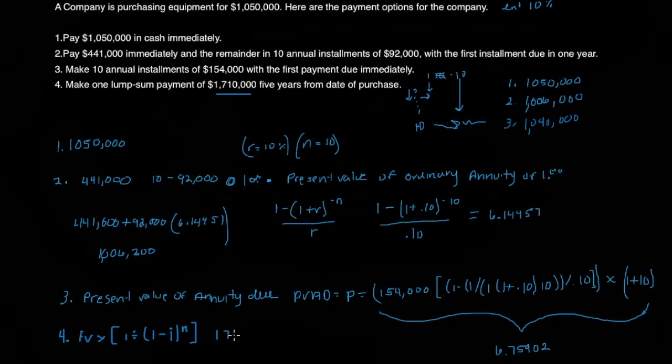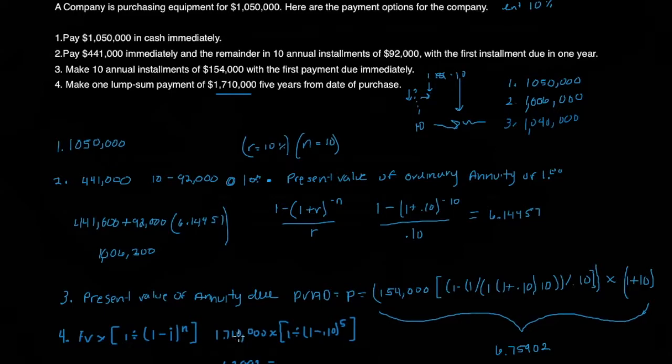Okay, so with our values and our scenario, it looks a little different. So you have $1,710,000. Then you're going to multiply that by 1 divided by 1 minus 0.10, because that is our rate, 10% across the board. Close parentheses to the power of 5, which is the time period, 5 years from now. After you do that, you get a value of 0.62092.